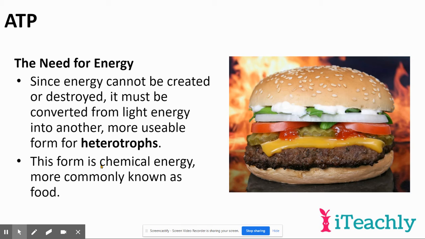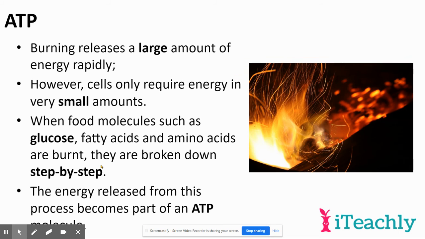The benefit of carbs is that they can easily be fed into the mitochondria, whereas if you're burning fat, there has to be some processing done before it can get fed into the mitochondria to make ATP. Burning releases a large amount of energy rapidly, and if that happened to us, our cells would burn up.